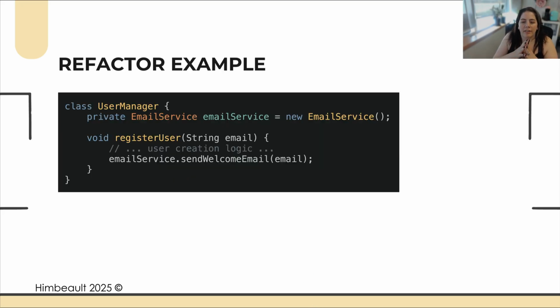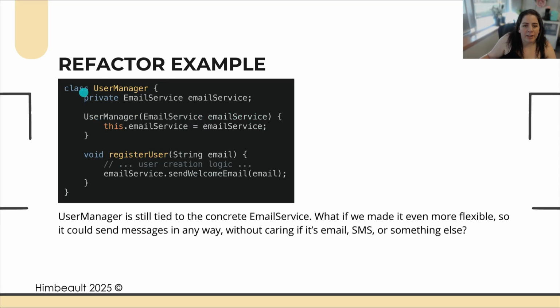So here we can see an example of a user manager service. It has an email service variable inside of it, and we have this new EmailService, and we are tightly coupling our user manager with our email service so that registerUser can now pass in the email and send a welcome email. This could be refactored, and we can see that what we could do instead is completely decouple them, where we have an email service class up here. Our constructor will take in an instance of an email service, and now they are two separate classes.